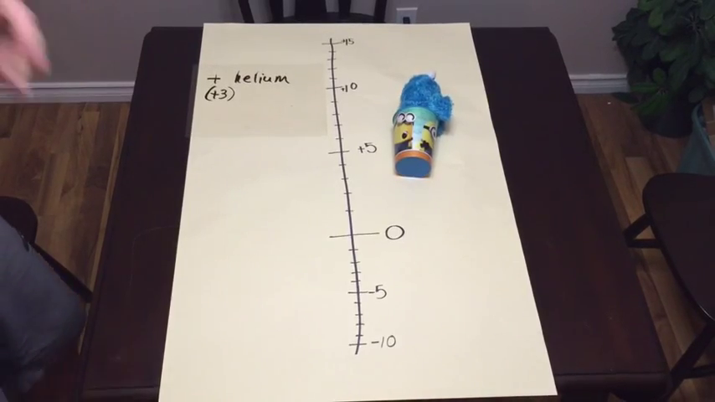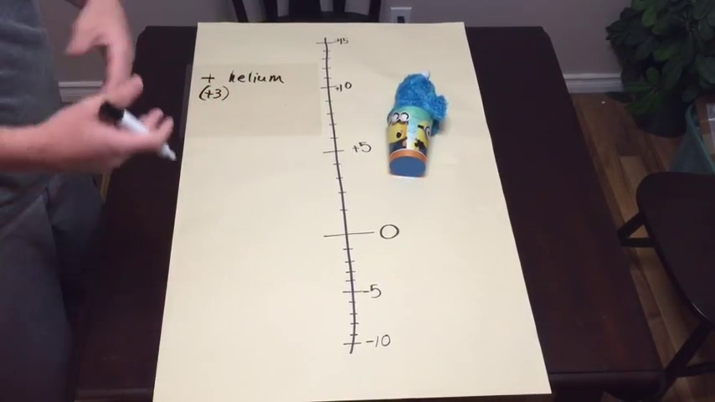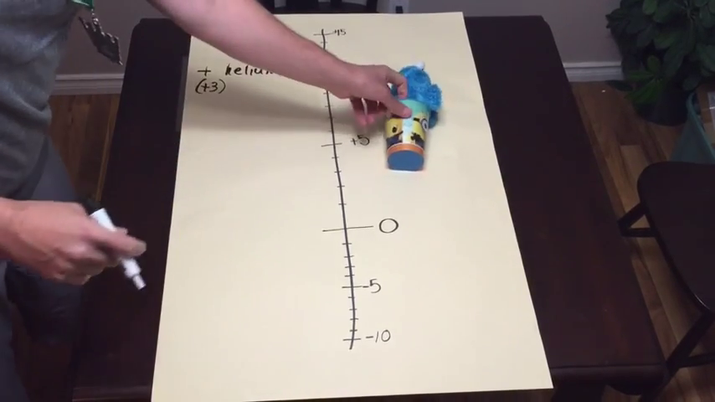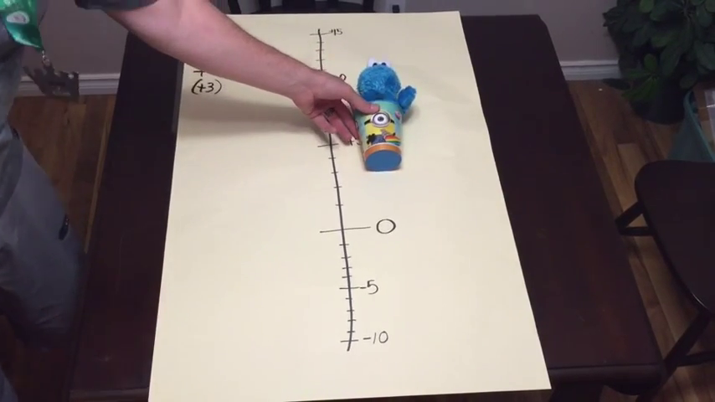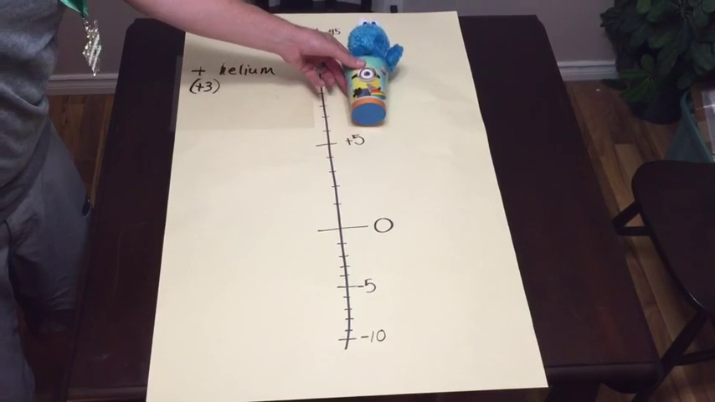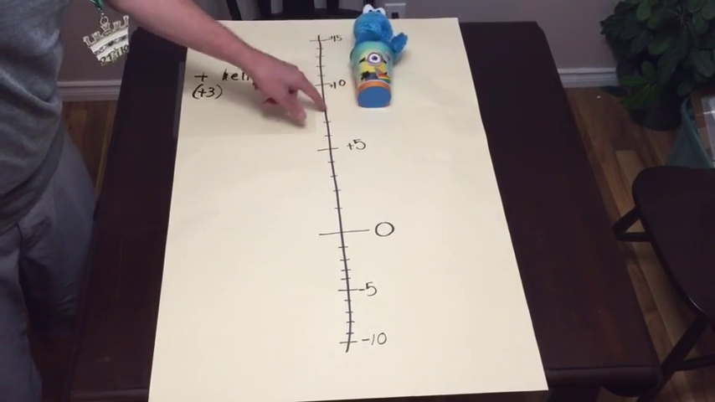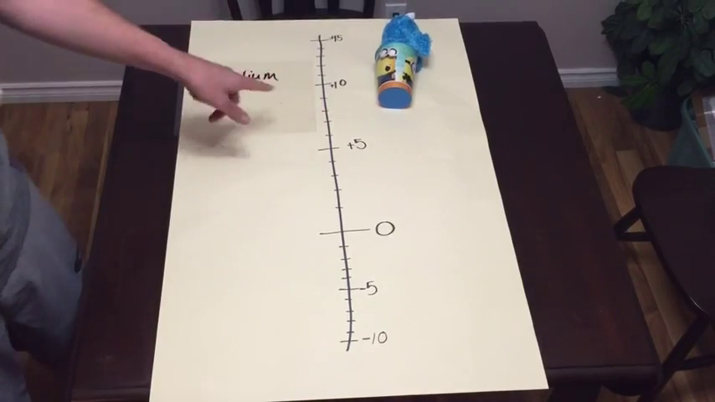What would happen if I added another 5 balloons of helium? Well, he's at 3. If I added another 5 balloons, it'd be 1, 2, 3, 4, 5. He's way up here. And on our number line, he's right here, which happens to be +8.